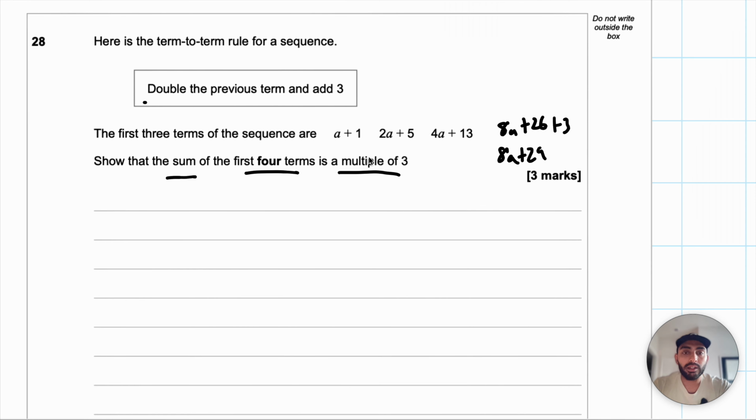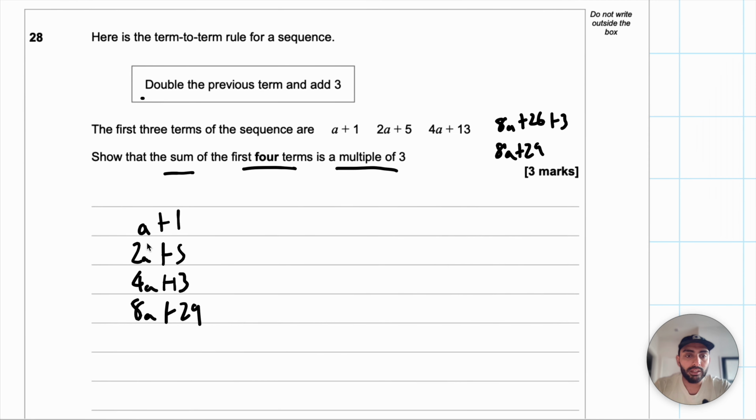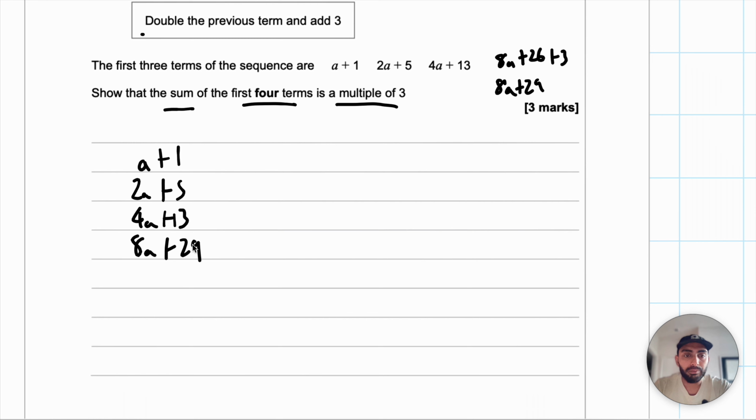So we're going to factorize it and pull 3 out. Let's add them all up together first. So I've got a plus 1 and 2a plus 5, 4a plus 13, and 8a plus 29. I wrote it like this just to make it a little bit easier, adding them up together. So 29 and 13 is 42, 47, 48. 8, 12, 14, 15, so it's 15a.